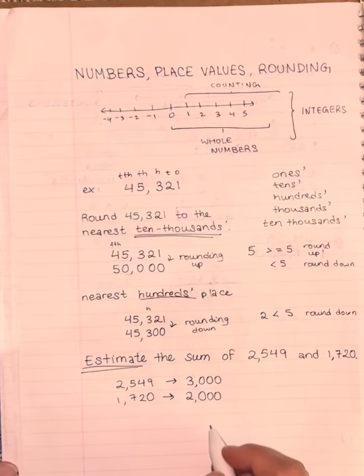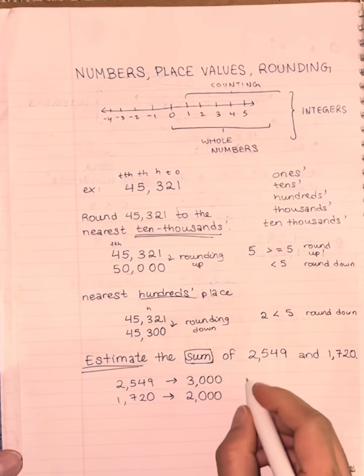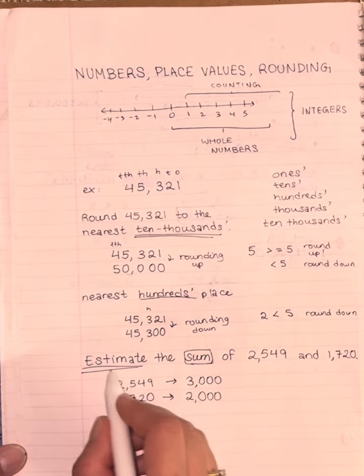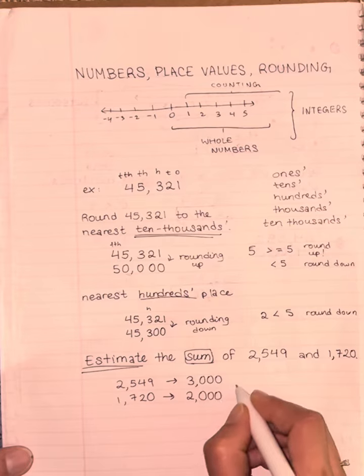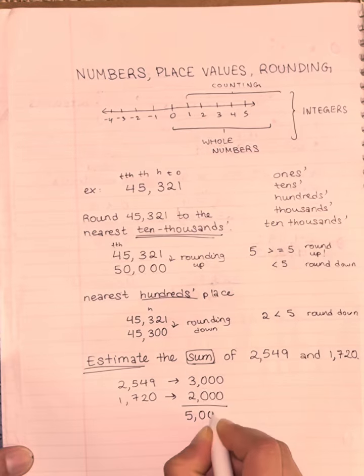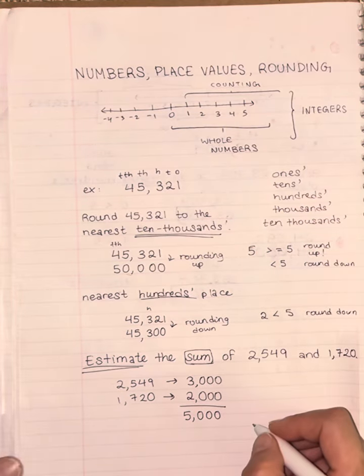Now, I have 3,000 and 2,000, and I was asked for the sum. Remember, sum means I have to add those numbers that I've been given. Now, I rounded those numbers because I was told to estimate, so I know that my sum for 3,000 plus 2,000 is 5,000. And I don't need to do any work for it because I can do this in my head. That's the power of estimating.